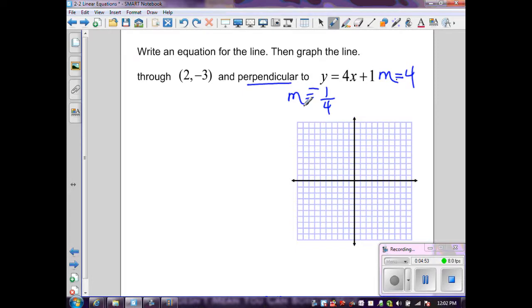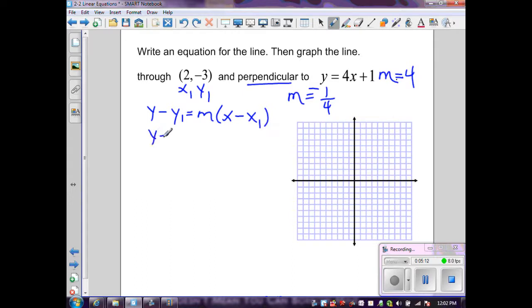Then I use this given slope and that point, being x1, y1, in the point slope formula. Y minus y1 equals m times x minus x1.